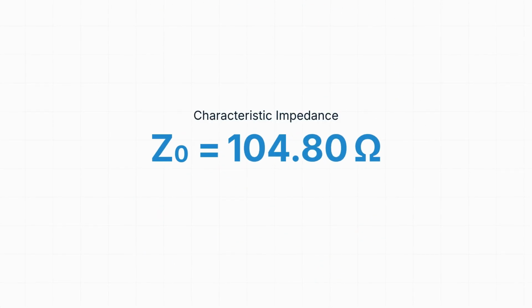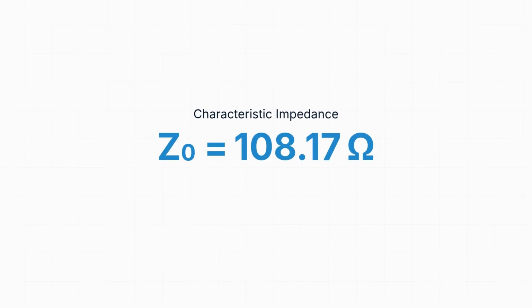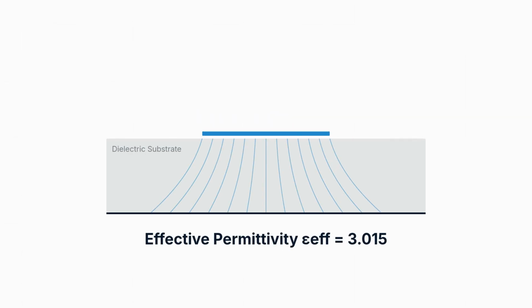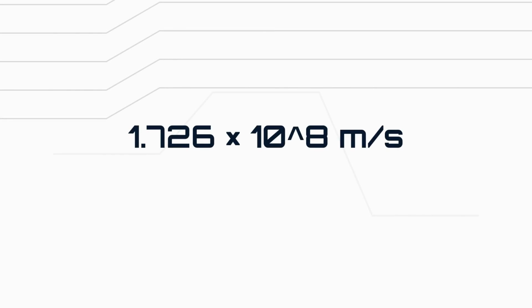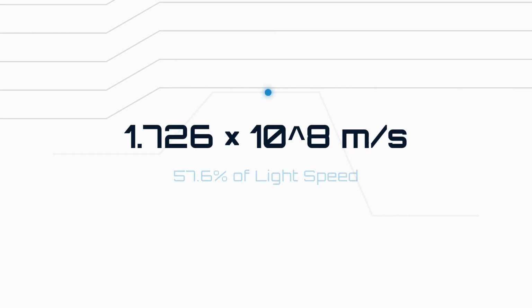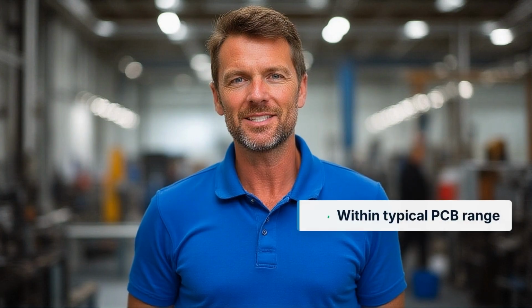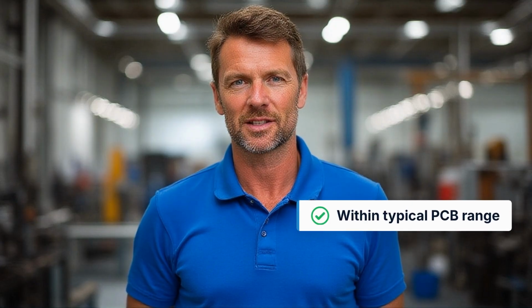The characteristic impedance Z0 is 108.17 ohms, which determines signal reflection behavior. The effective permittivity epsilon eff is 3.015, showing how the dielectric affects the electromagnetic field. The propagation velocity is 1.726 times 10 to the 8th meters per second, or 57.6% of light speed. The status indicates within typical PCB range, confirming these parameters are suitable for standard circuit board applications.